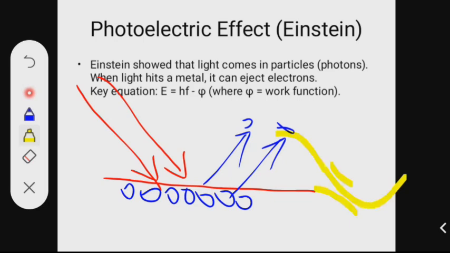Now Einstein said that it's not just that light will shine on the metallic material and the electrons will start jumping off. There is a minimum amount that each of these electrons must absorb before they start jumping off. That minimum amount is what they call phi, the thing that looks like W in this formula: E equals hf minus phi. They call it the work function. That's phi.